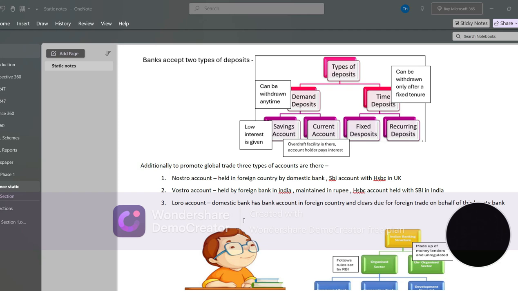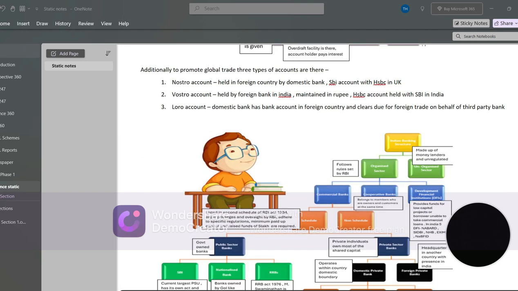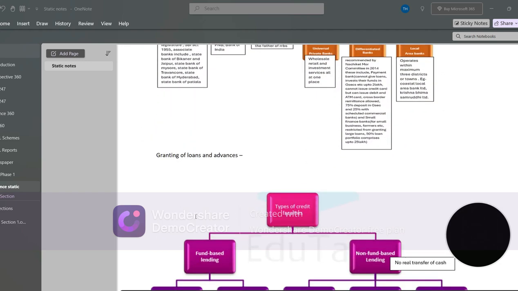Loro account is when a domestic bank has a bank account in a foreign country and clears the dues for a foreign trade on behalf of a third party bank. For example, SBI clears the dues of ICICI Bank with the account of SBI with HSBC in the UK. If SBI has an account with HSBC in the UK, that is a Nostro account. So with the help of SBI's Nostro account, if ICICI Bank clears its dues, then this is known as the Loro account. Okay. Now this is done.